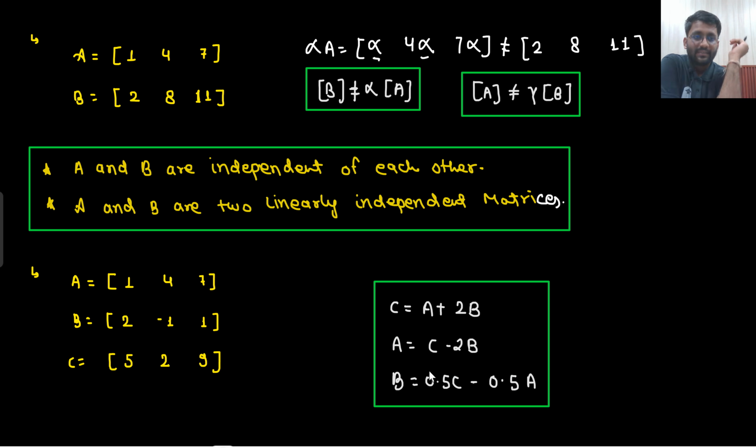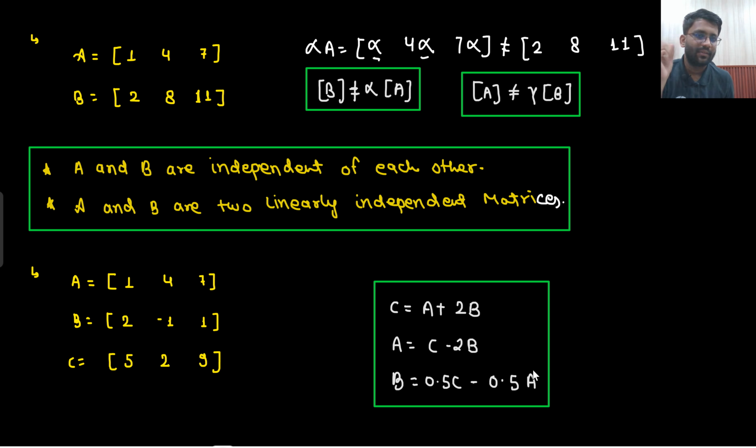So can I say C is linearly depending on A and B? What I am saying, C is linearly depending on A and B. A and B, not A or B. What I am saying, C is linearly depending on A and B, or A is linearly depending on C and B, or B is linearly depending on C and A. Three statements, very carefully you are able to understand. C is linearly depending on A and B, A is linearly depending on C and B, and B is linearly depending on C and A.